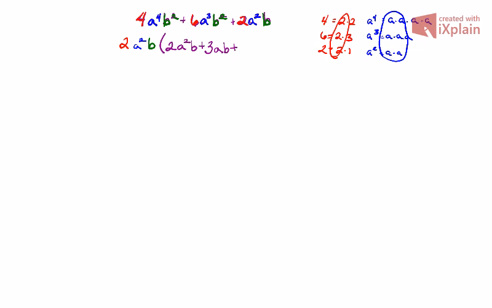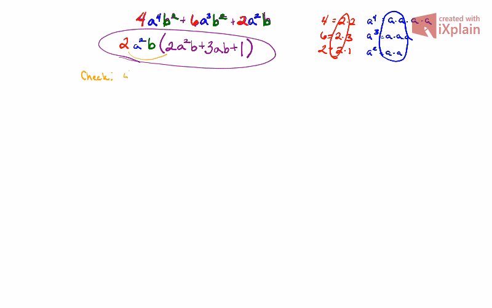Plus, now notice 2 divided by 2 gives you 1. A squared divided by a squared makes it go away entirely. B divided by b makes it go away entirely. So here is our final solution. And if you're not 100% convinced that that is correct, you can do a check by multiplying everything out.